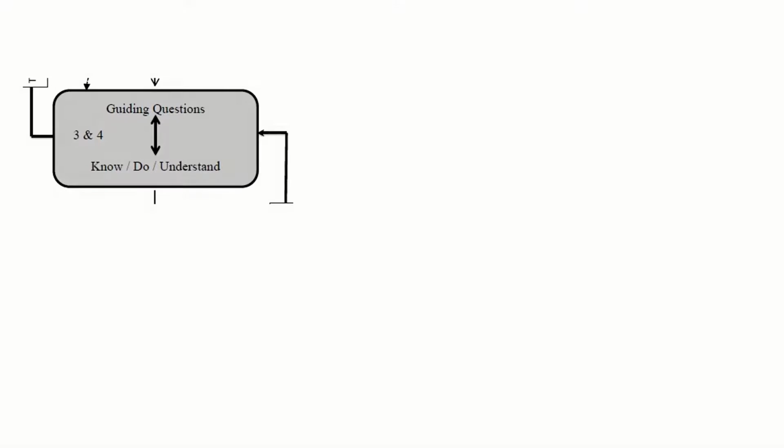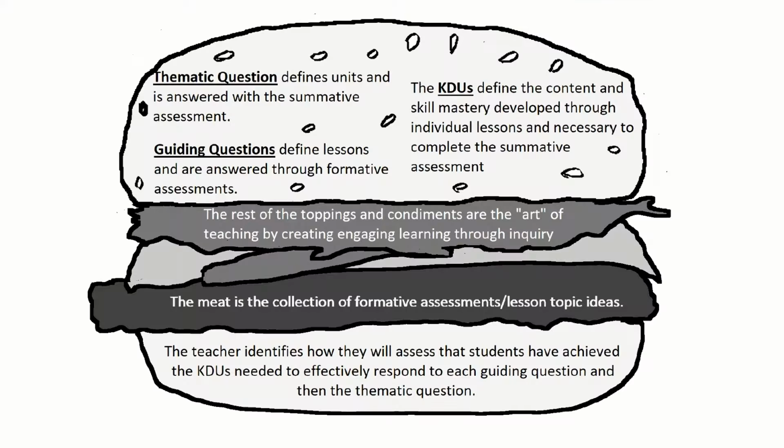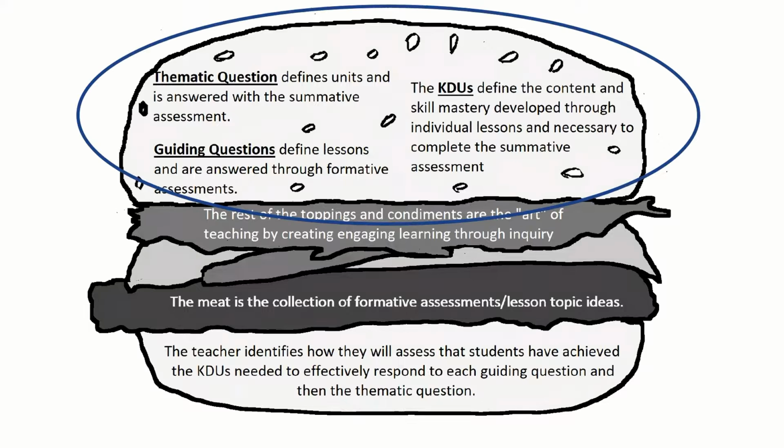We finish off 4 from the flowchart when we complete the draft guiding questions and KDU document. Now we have the content of the unit outlined, so the top bun is completed.